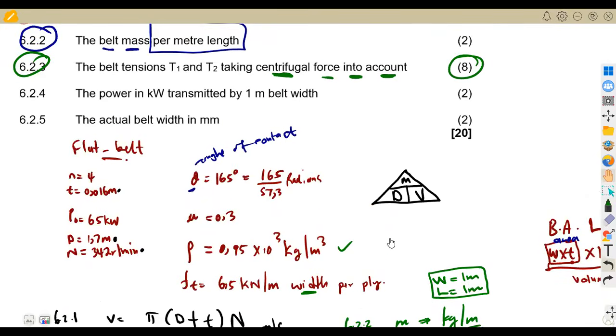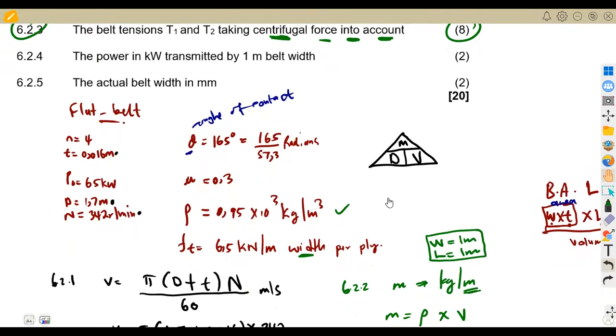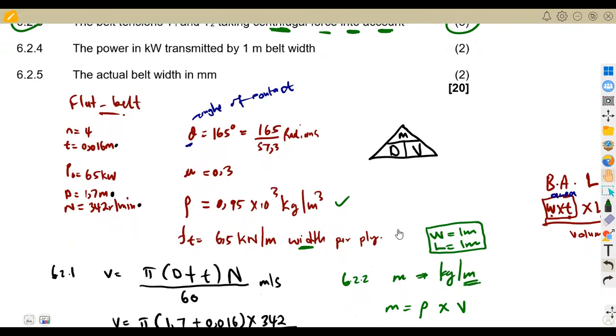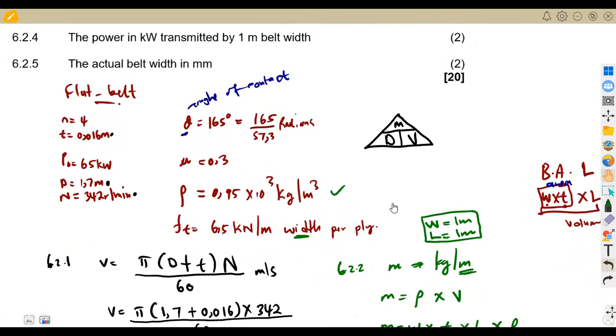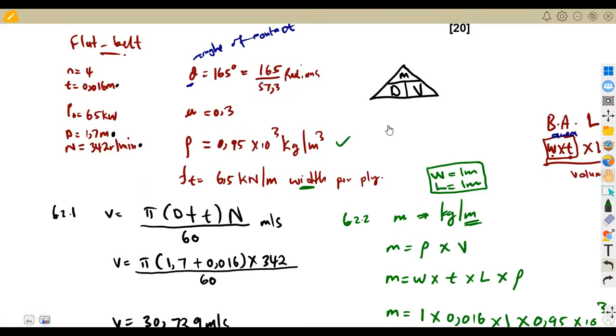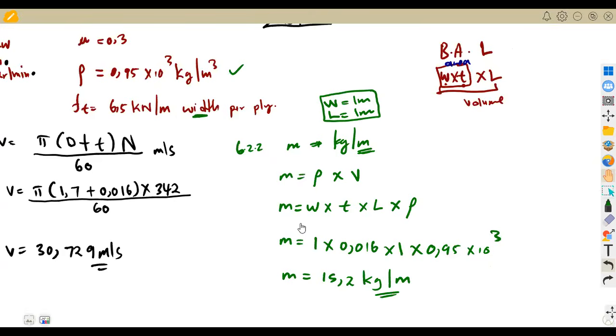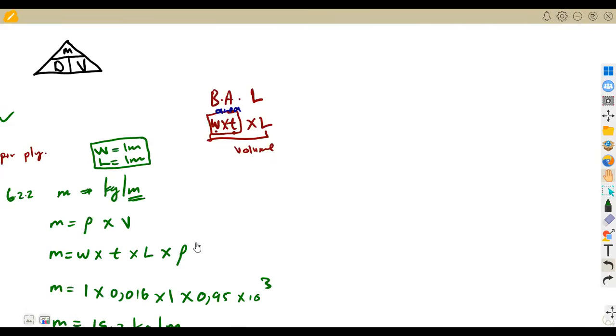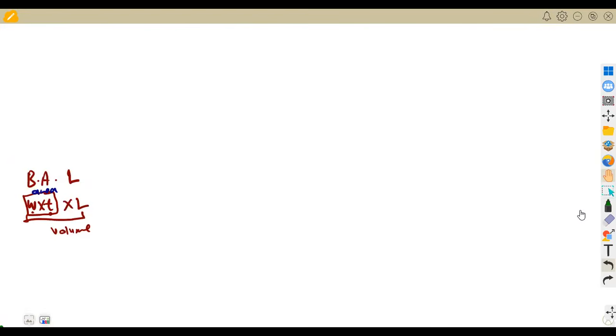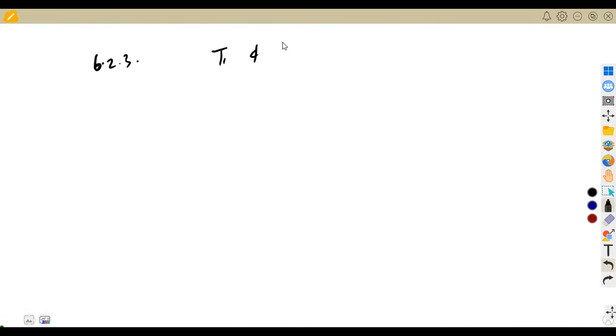So let me just remove this part so that we can calculate properly. All right, the power in kilowatts transmitted, we are going to need that part. Let me just write it aside. I just wanted a space, which is okay. Remember, I asked to calculate the tensions in this case. That's 6.23. We need to calculate the tensions T1 and T2.